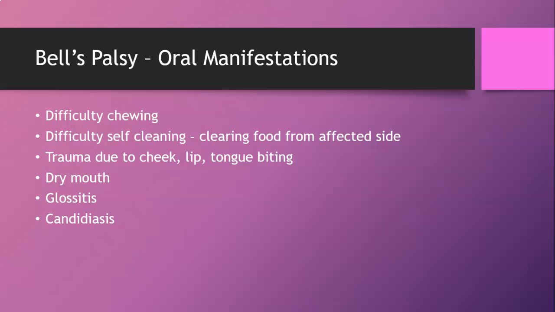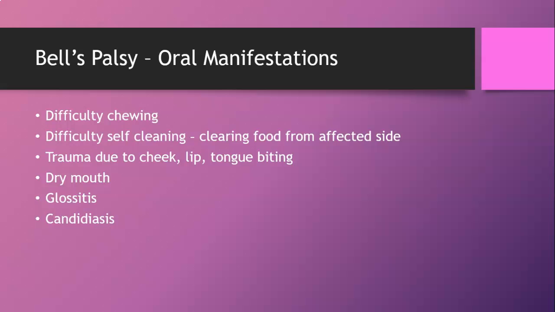And then oral manifestations. While the patient is experiencing the paralysis, they're going to have difficulty chewing, difficulty cleaning on the side that's affected and clearing food from the affected side. They could bite their cheek or their lip or their tongue. They could have dry mouth, glossitis or candidiasis. If they're drooling in the corners of their mouth, that might encourage candida growth.